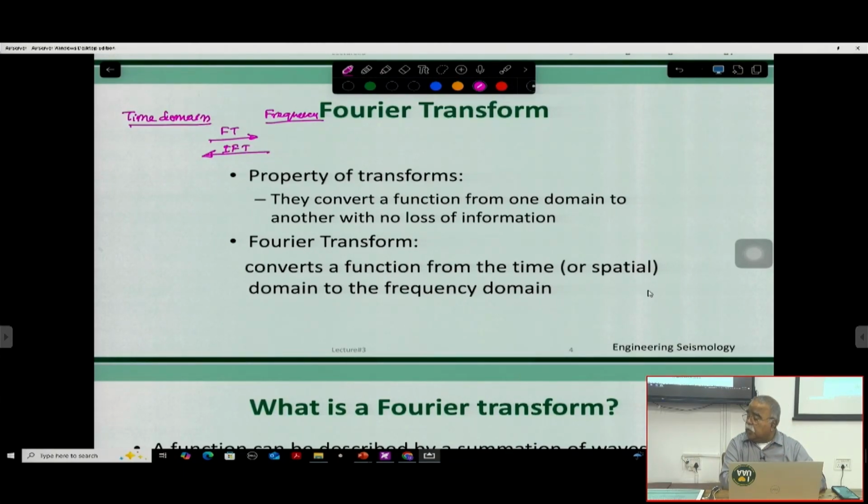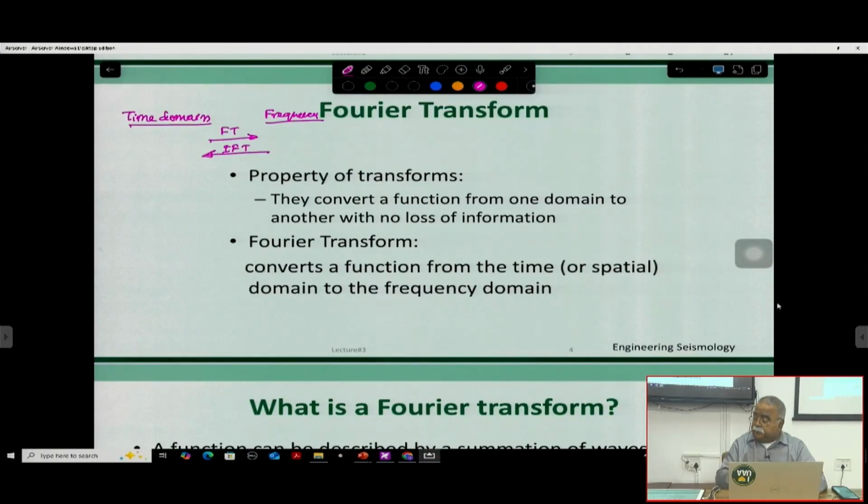So the time domain to frequency domain conversion is called a Fourier transform, or from the spatial domain to the frequency domain, if it is data collected over a space, say suppose you have collected gravity data or something like that, then it can be converted into the frequency domain. So the time to frequency, or the spatial distance to the frequency, these are all Fourier transform.